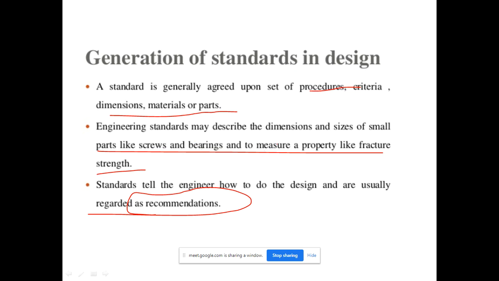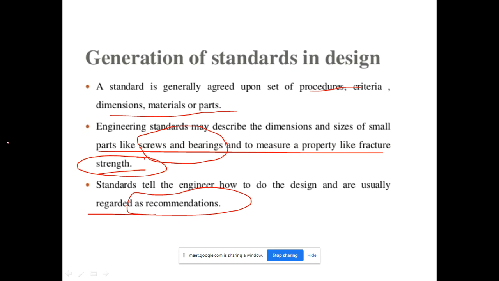Next, engineering standards may describe the dimensions and size of small parts like screw, bearing. So screw, bearing, these are basically small components, small parts. So whatever their dimensions and sizes will be, this dimension, this sizing methodology, this design process are absolutely guided by some design norms. Okay, and to measure the property like fracture strength. Every particular machine component has some failure point. So fracture point is also a failure point. So we have to reach the failure point in such a way that it is properly guided, and this guidance will be controlled by the engineering standard methodology.